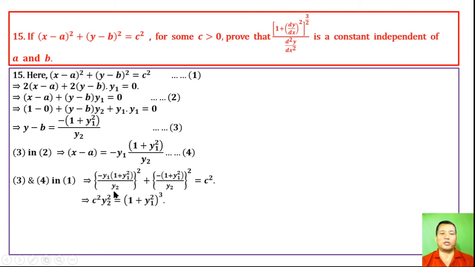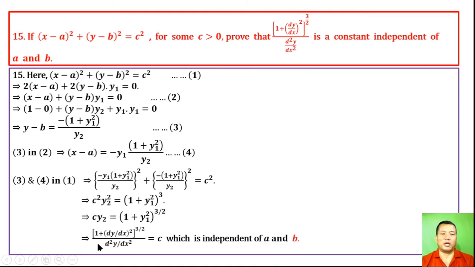Transferring the y2 square term to the c square side, we get this. And taking square root on both sides, we get this. And which is y square, so we divide: root of 1 plus y1 squared, that is dy by dx, y2, that is d square y by dx square, all of this divided by this is c, which is independent of a and b. So the right side is c, and hence proved.